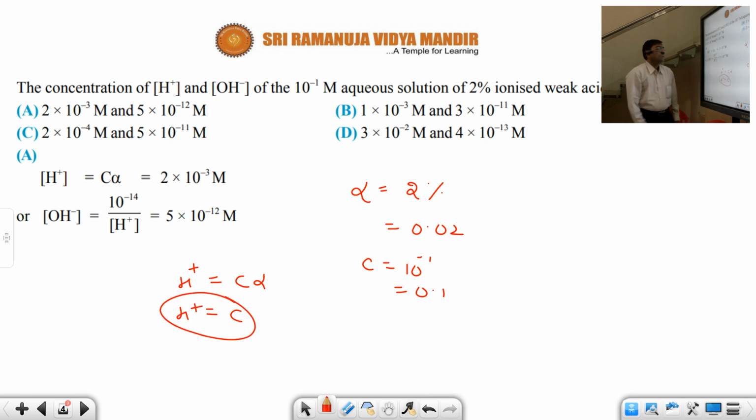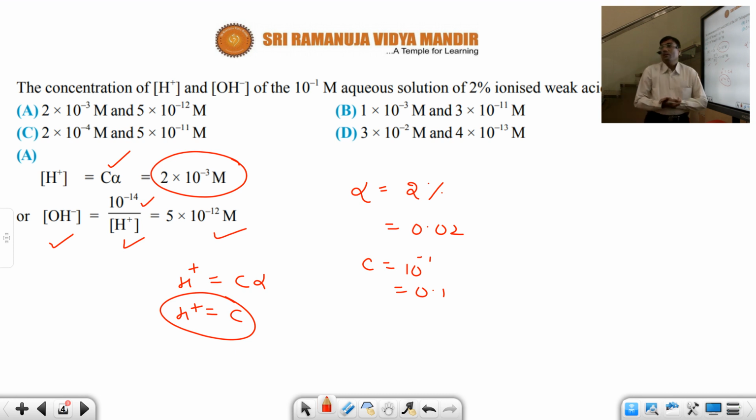Hope you are clear. Now, here H plus is equal to C alpha. What is C value? C value is 0.1. And alpha value is 0.02. It comes out to be 2 into 10 power minus 3. Well, and naturally OH minus ion concentration is nothing but Kw by H plus. Kw is 10 power minus 14 by H plus ion concentration. Already you calculated. So you substitute it and you will be getting 5 into 10 power minus 12 molar. This is how you can find the concentration of hydroxyl ions for a weak acid.